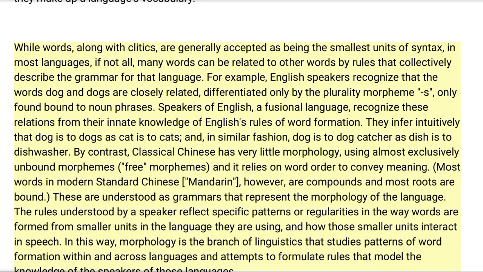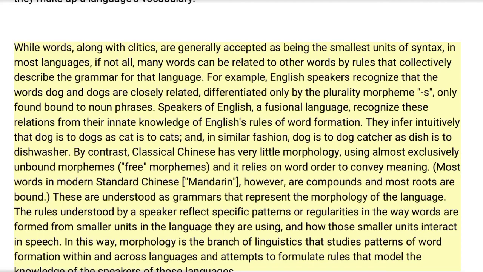Speakers of English, a fusional language, recognize these relations from their innate knowledge of English's rules of word formation. They infer intuitively that dog is to dogs as cat is to cats, and, in similar fashion, dog is to dog catcher as dish is to dishwasher.